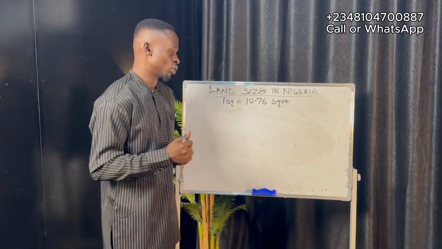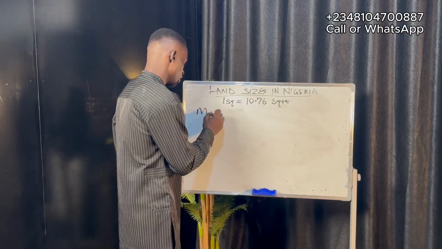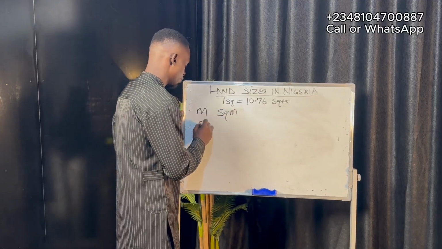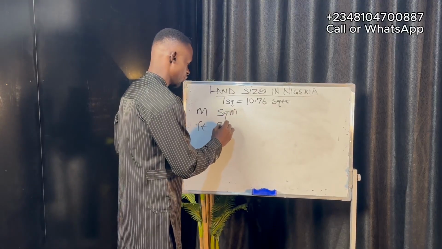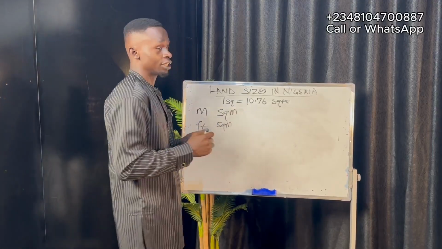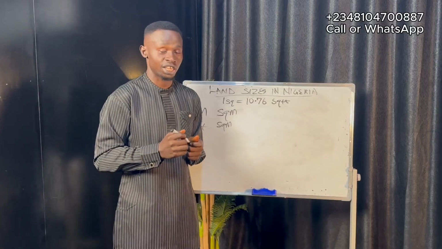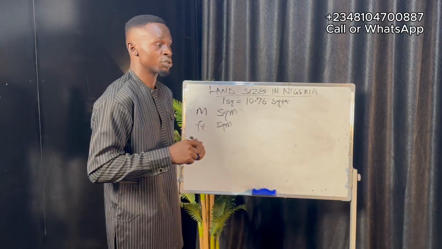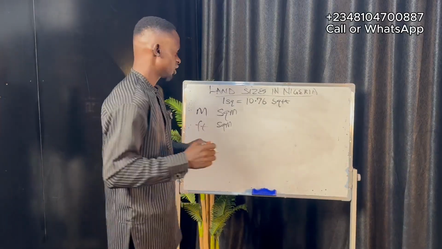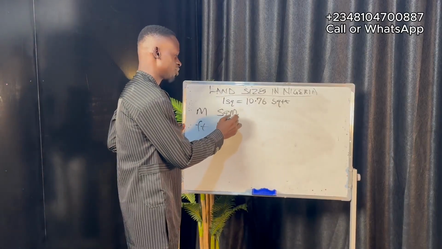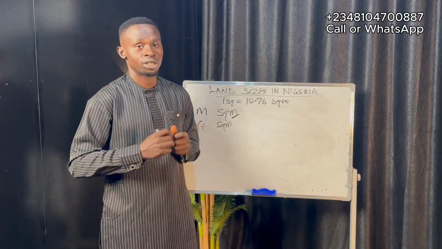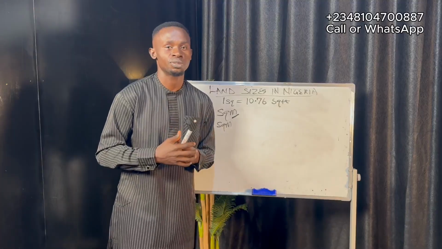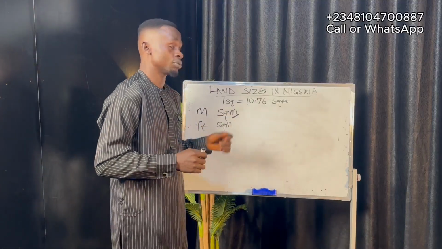First we have the meter, then we have the square meter, then we have feet, and then square feet. These four are the normal units of measurement that are used in real estate transactions. But most times, what is commonly used here in Nigeria, especially when you're dealing with a real estate company, is the square meter. That's why when you buy land, sometimes you see things like 1,000 square meter, 500 square meter, 760 square meter. This is what is mostly obtainable here in Nigeria.